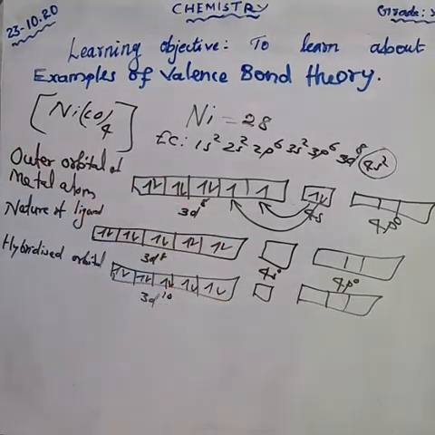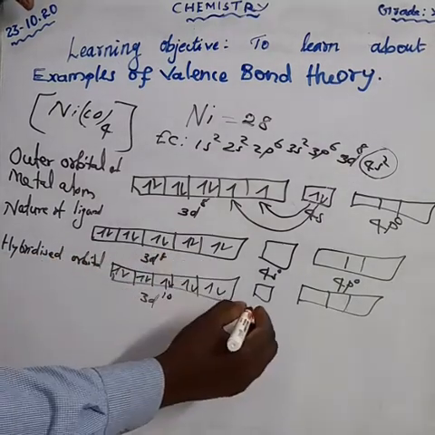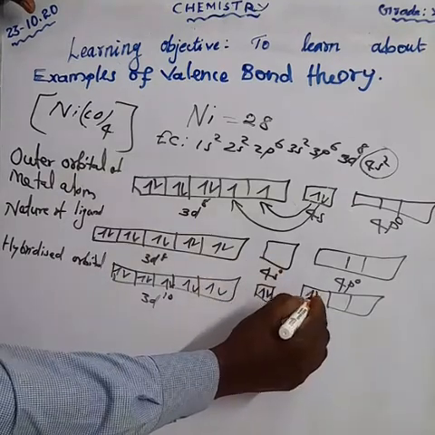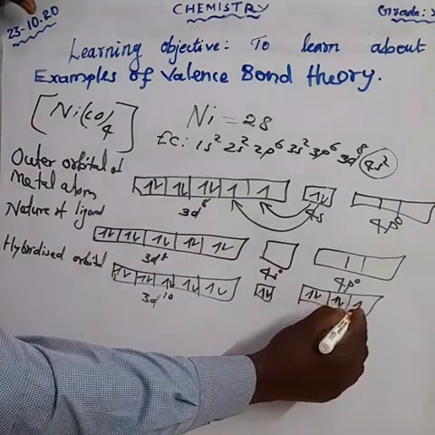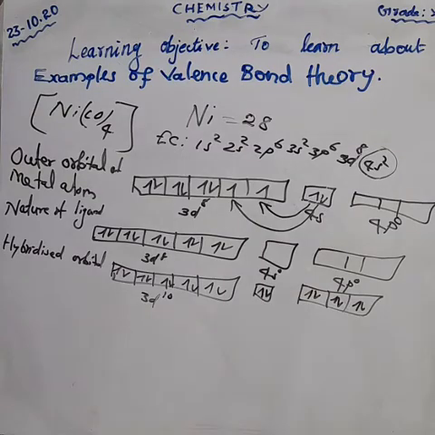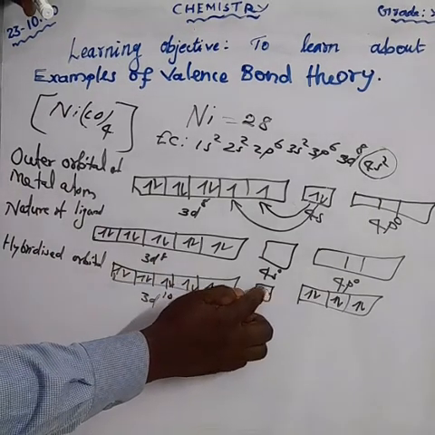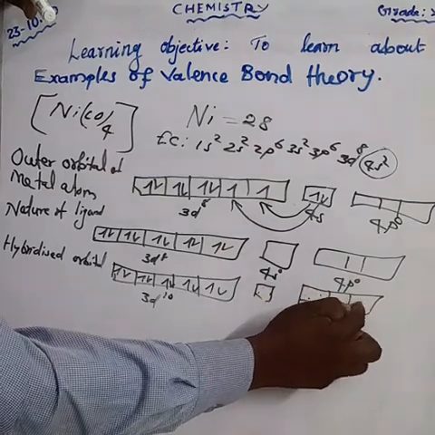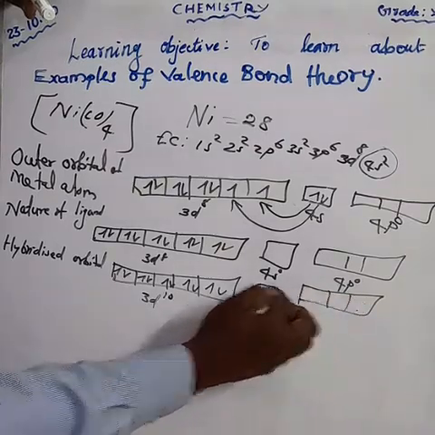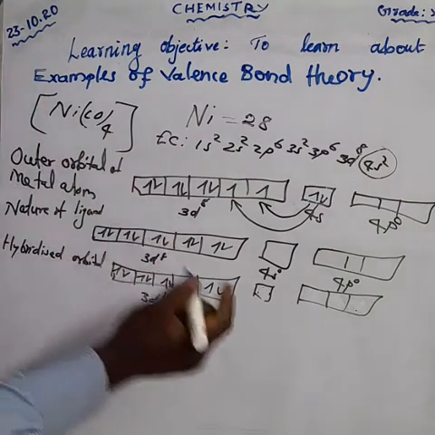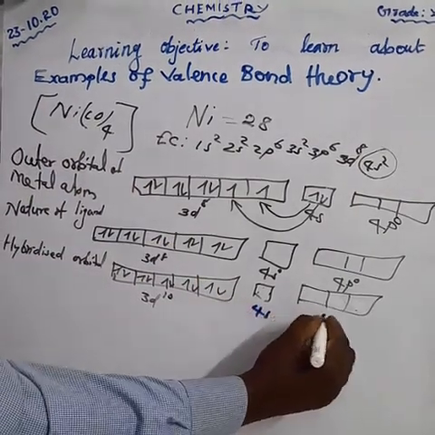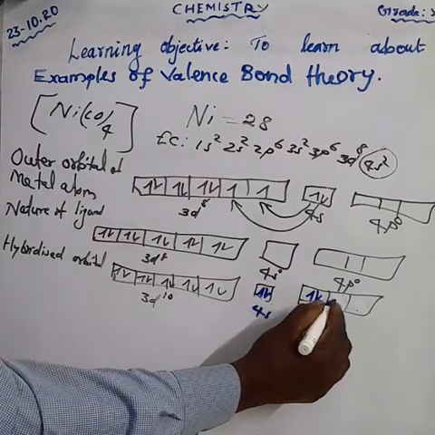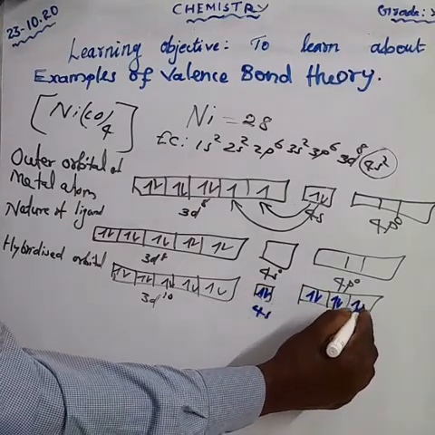4 ligands, am I right? There is one ligand here, then the second ligand, third ligand, and fourth ligand. This is the 4s, 4p, carbonyl group, second carbonyl, third carbonyl, fourth carbonyl.